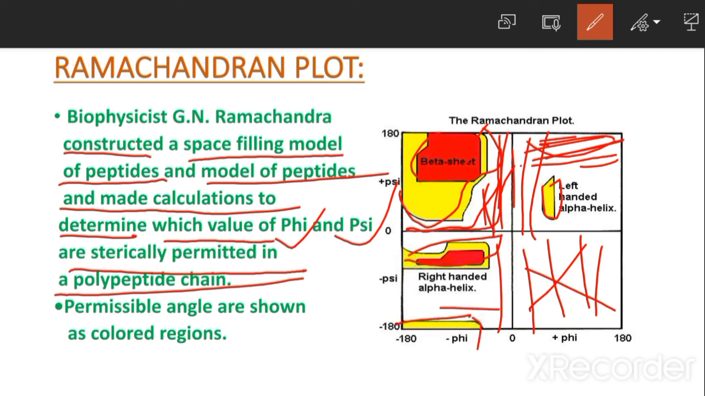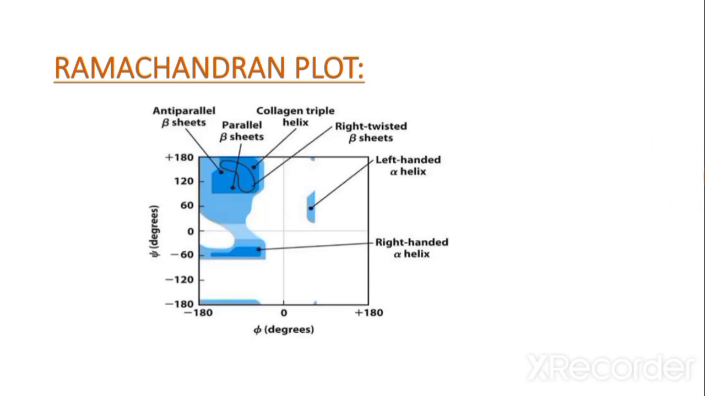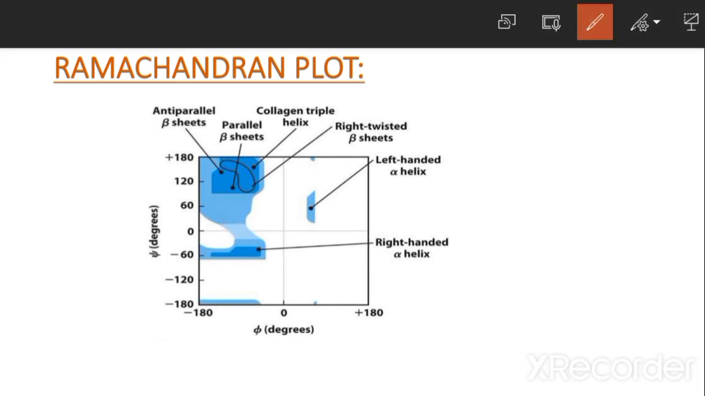And Ramachandran plotted it, here psi and here phi, the x axis and the y axis, with positive and negative sides. Experimentally it is proven which are present in permitted regions: here antiparallel beta sheet, here parallel beta sheet, here collagen triple helix, here right-twisted beta sheet, here left-handed helix, and here right-handed alpha helix.